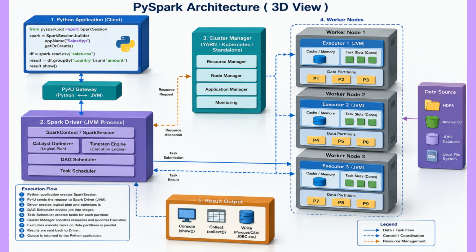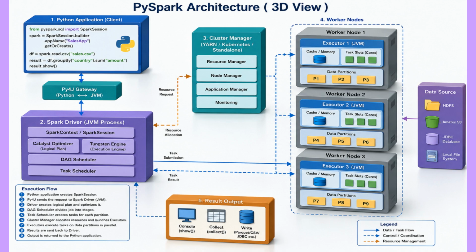At this stage, the application is running in Python. However, Spark's core processing engine is written in Java and Scala. Therefore, Python needs a way to communicate with Spark's JVM-based engine. This communication is handled by the Py4J Gateway. The Py4J Gateway acts as a bridge between Python and JVM, or Java Virtual Machine. Whenever a PySpark command is executed, Py4J converts the Python instructions into JVM-compatible commands.